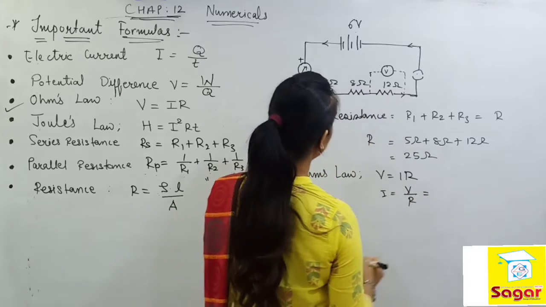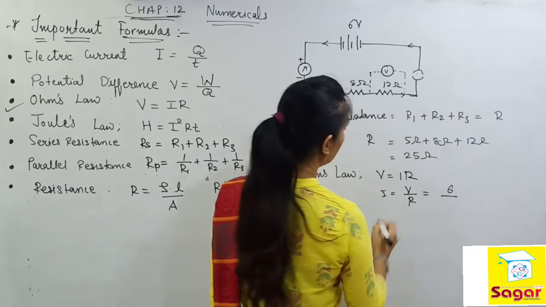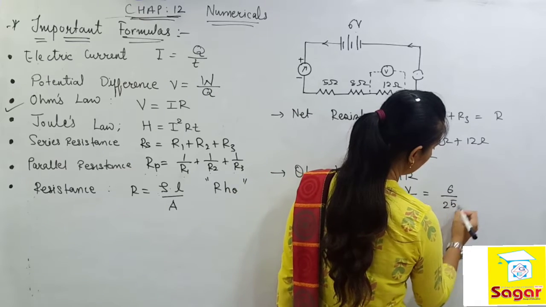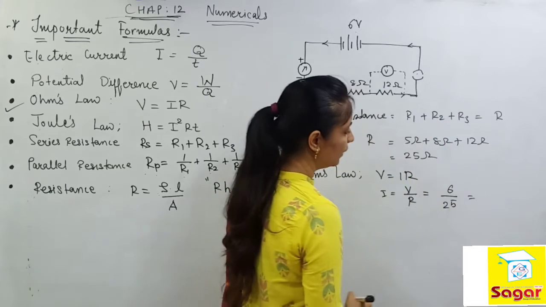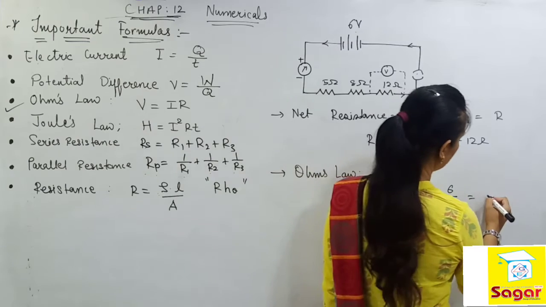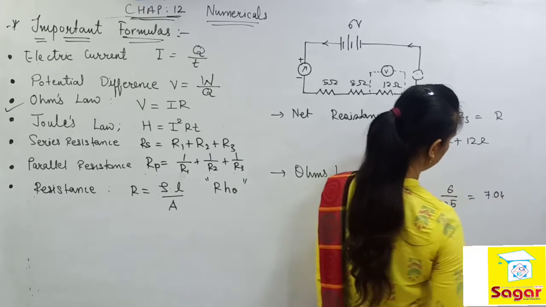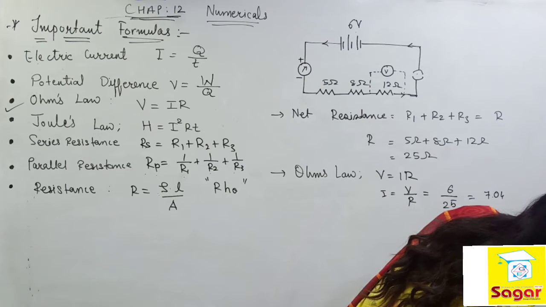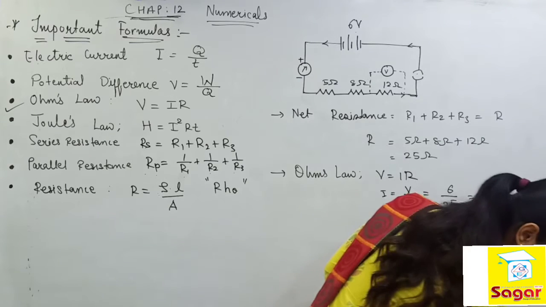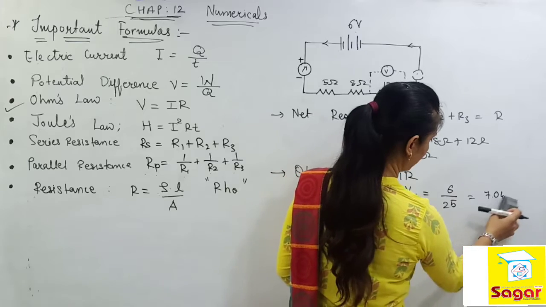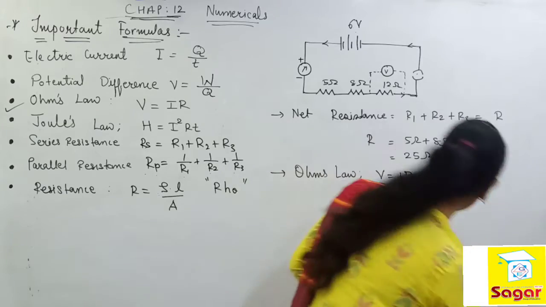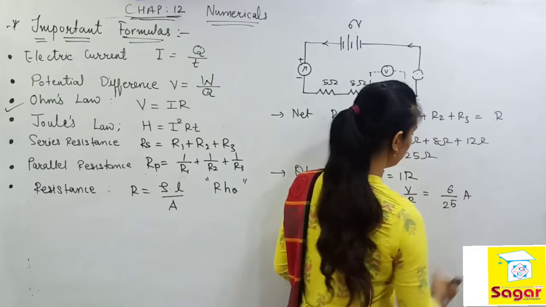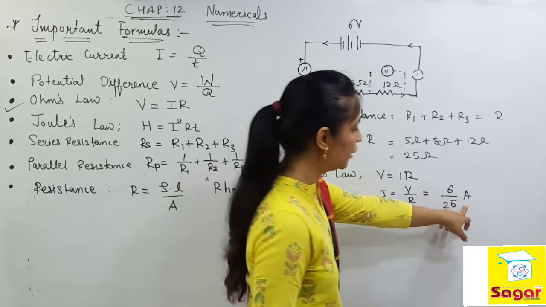So what is the value of V? That is 6 upon 25. If you just do the division of 6 upon 25, around 0.24 you are going to get. That is the value of the current you will find. Otherwise just keep it as it is, and we'll keep the unit of it. Current we normally measure in ampere.